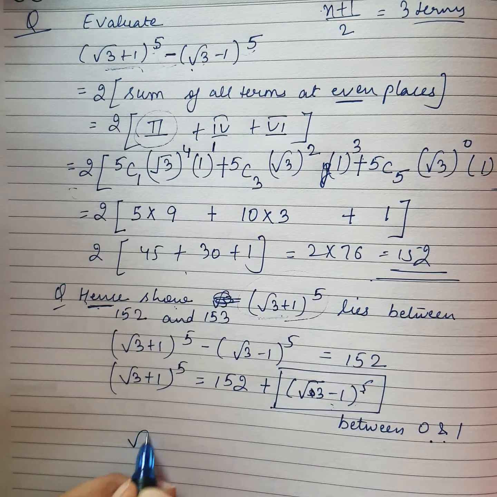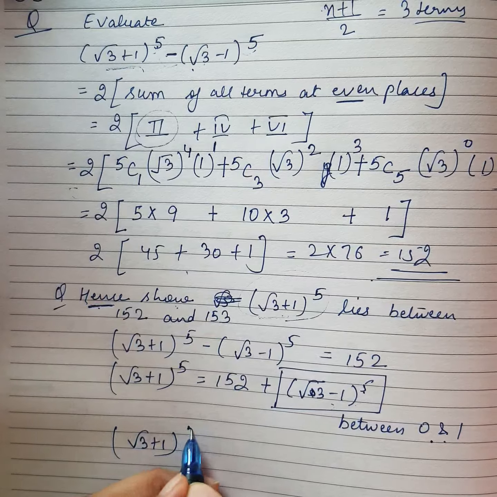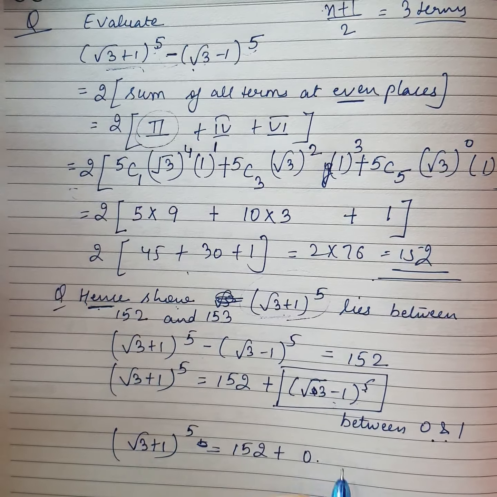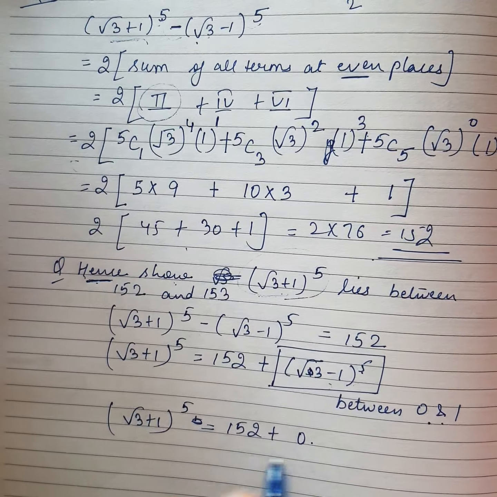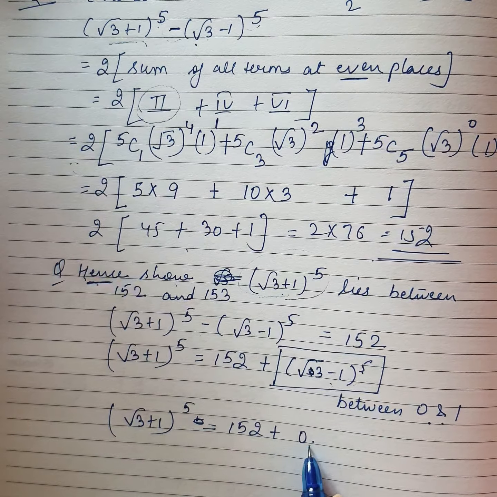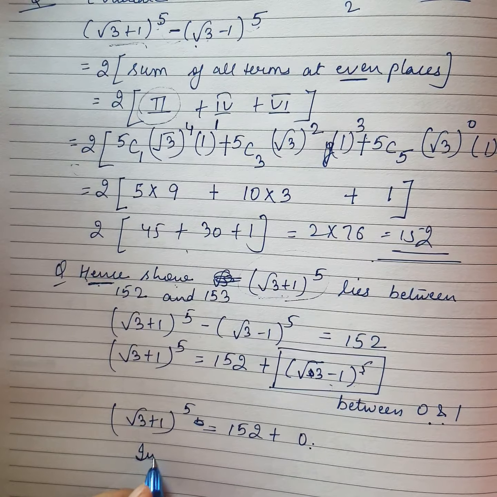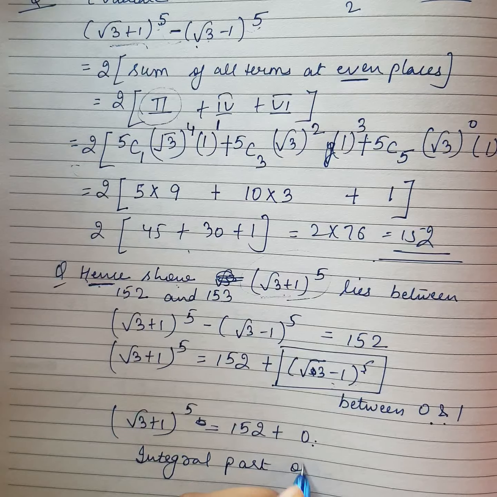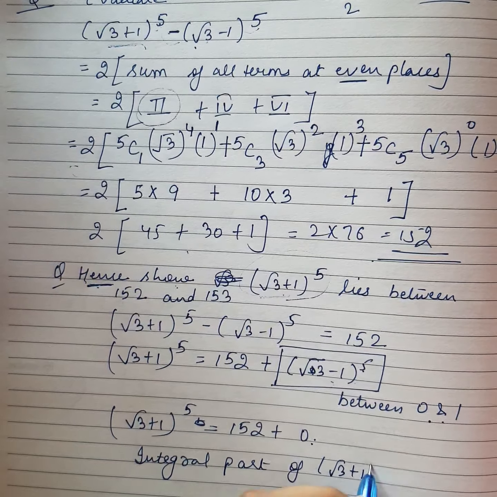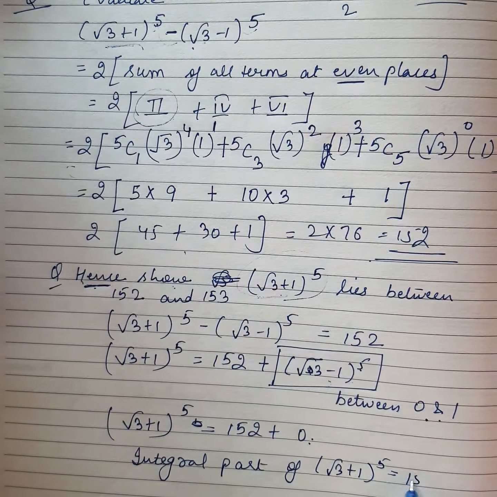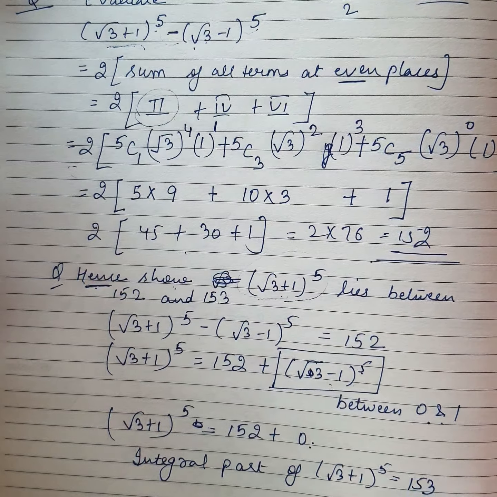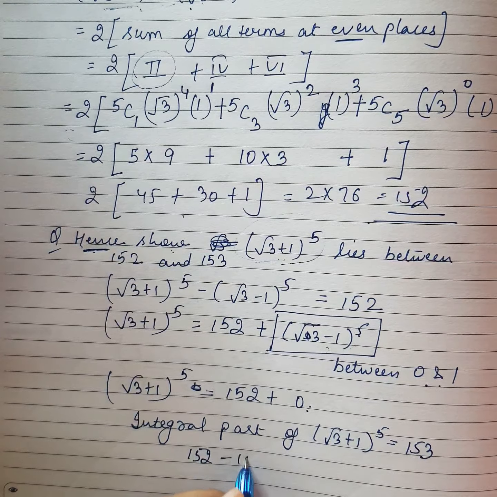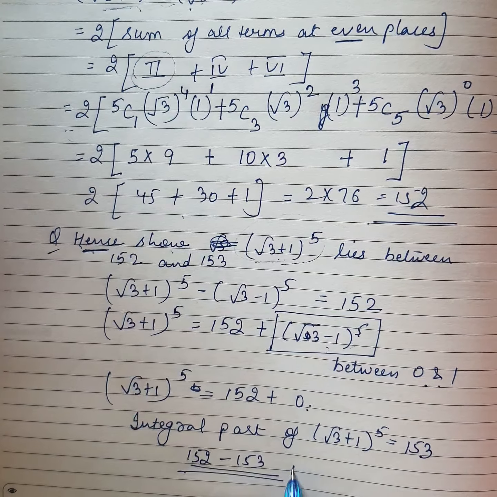So that means the integral part of this will be 152 plus 0 point something. That something we do not need to calculate. What we need is the integral part only. The integral part of (root 3 plus 1) to the 5 is 153. So fairly it is lying between 152 and 153, hence proved.